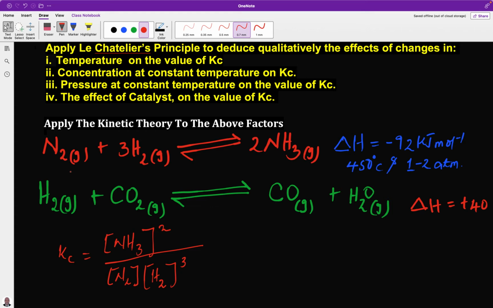And Kc is equal to what? The concentration of the product raised to the power of the coefficient divided by the product of the concentration of the reactant raised to the power of their coefficient. In this case, there is more of the reactant than the product. Therefore, the Kc is going to what? Is going to drop.